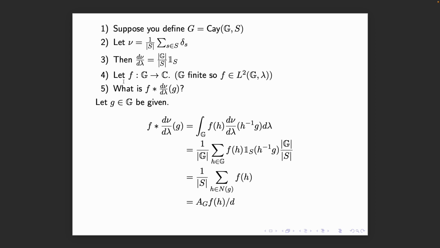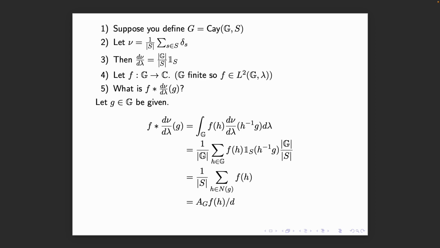Now suppose you have a complex valued function defined on the group. What happens when you convolve that function with the Radon-Nikodym derivative of nu with respect to lambda at a point g? Let's see. Assume you have an element of the group. Convolution of f by d nu d lambda is the integral over the group of f of h, where h is like the x when you're doing the integral of x dx, times d nu d lambda of h inverse g. It's actually basically matrix multiplication, and that's the whole point of this example.